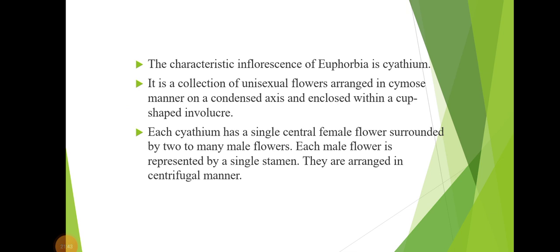The characteristic inflorescence of Euphorbia is the cyathium. It is a collection of unisexual flowers arranged in a cymose manner on a condensed axis and enclosed within a cup-shaped involucre. Each cyathium has a single central female flower surrounded by two to many male flowers. Each male flower is represented by a single stamen. They are arranged in a centrifugal manner.